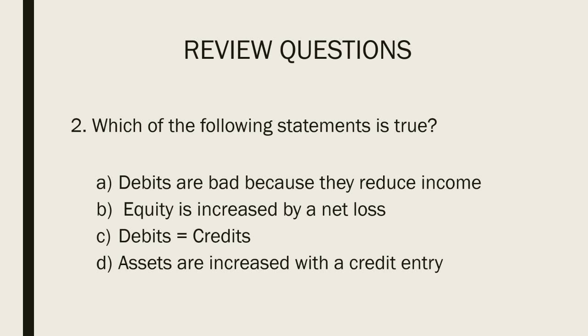Okay. B says equity is increased by a net loss. No, right? If you have a loss to your business, how in the world is that going to increase your equity? That's going to decrease your equity. So in this case, that already is false. And then assets are increased with a credit. No, that's not true. I just spoke about that. You can use your accounting model to figure this out as well: your assets are increased with a debit. Okay? Good.